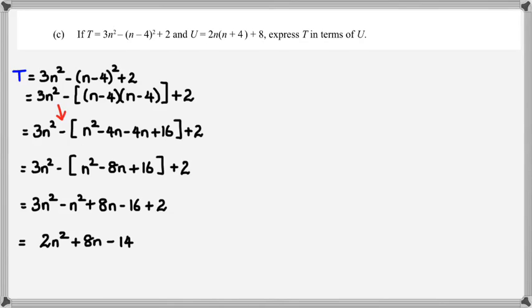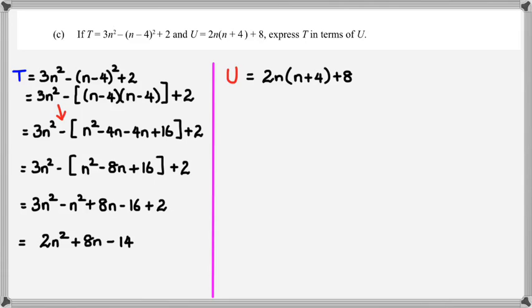Okay, that's my t. Now I've got u, so I'm going to actually work out u. So u is 2n, n plus 4 plus 8. Now guys, like I said before, expand. If you see something that you know how to expand or factorize, just go for it. So in this case, just expand u. You've got 2n squared plus 2n times 4 is 8n plus 8. Okay, so basically we've got u as a simplified function and we've got t. We just need to put them together now.